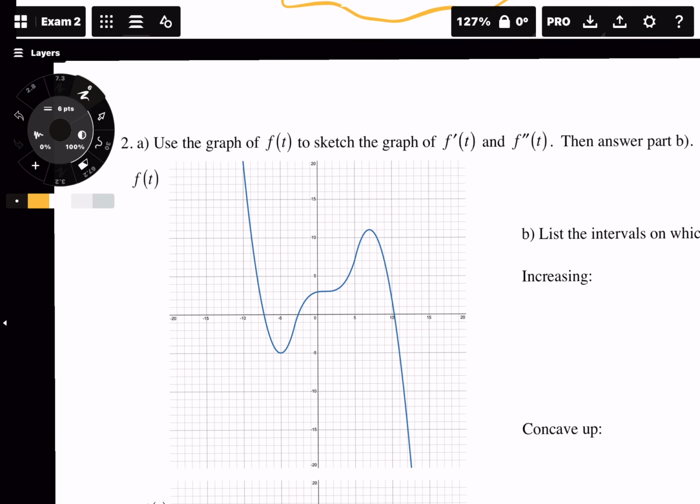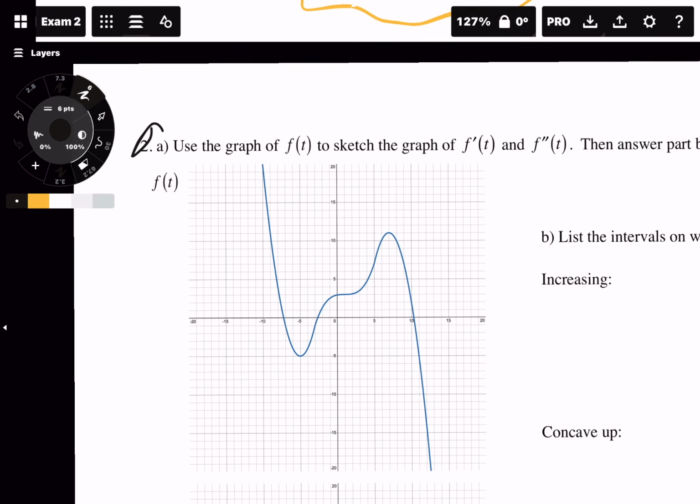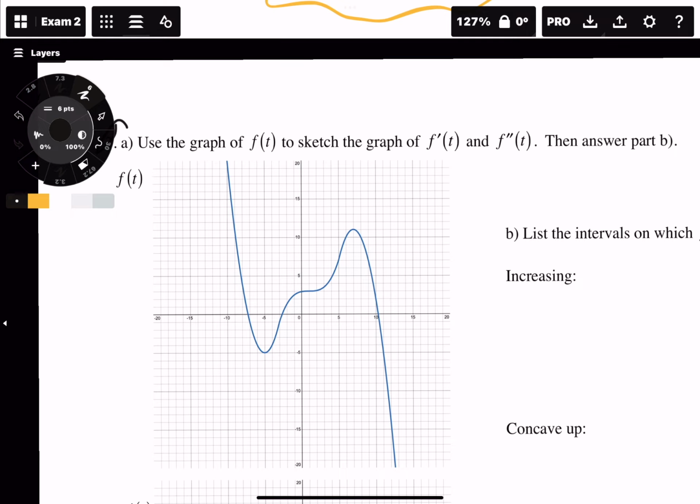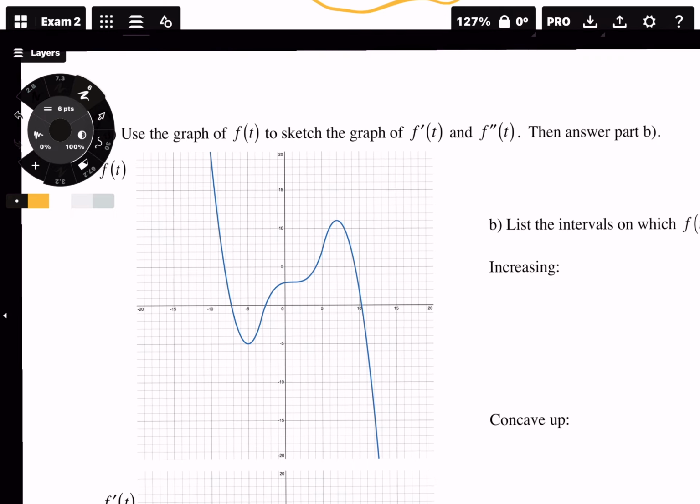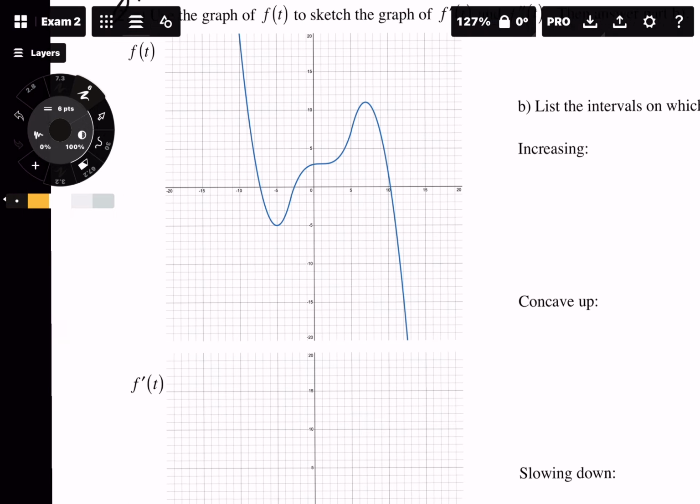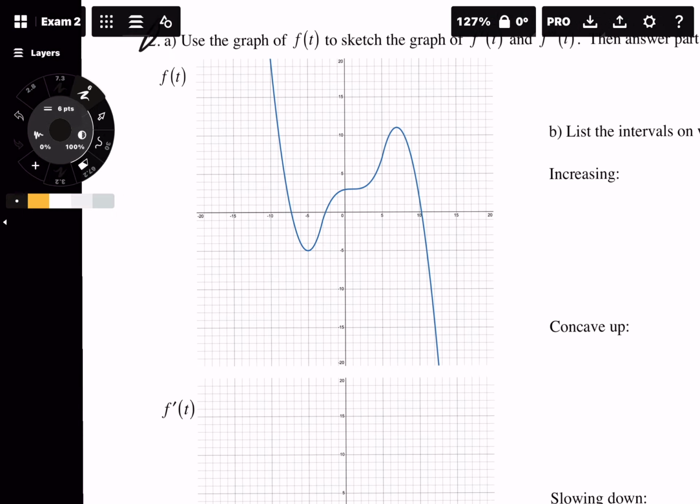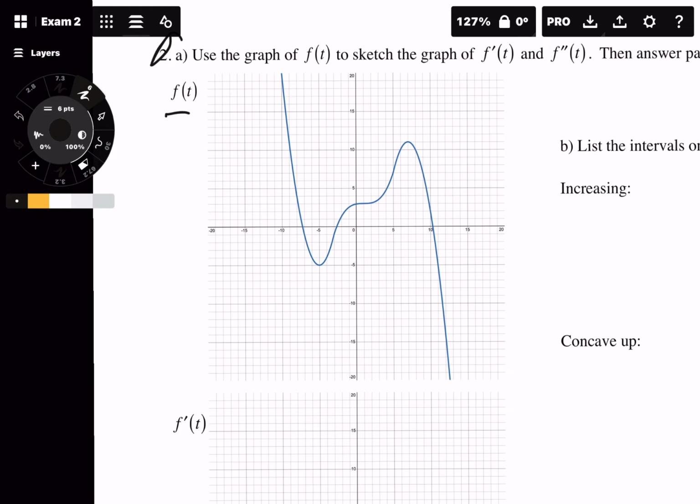We're doing exam 2, problem 2. This one, they want us to use the graph of f of t to sketch f prime of t and f double prime. Okay, so we see this graph of f of t. The first thing we want to see to graph this is where the max and min are.